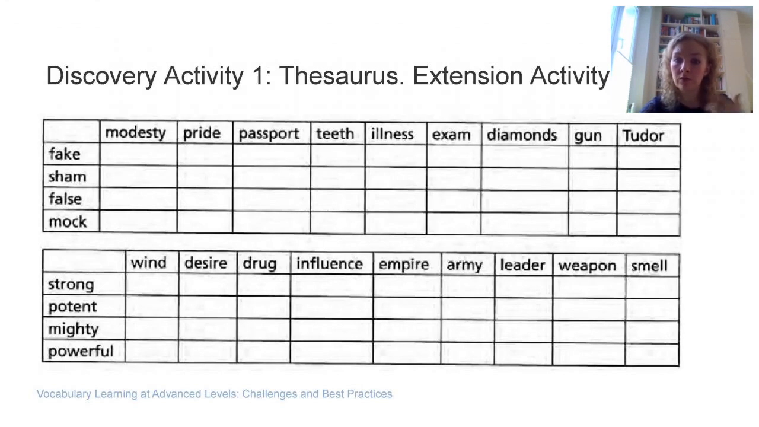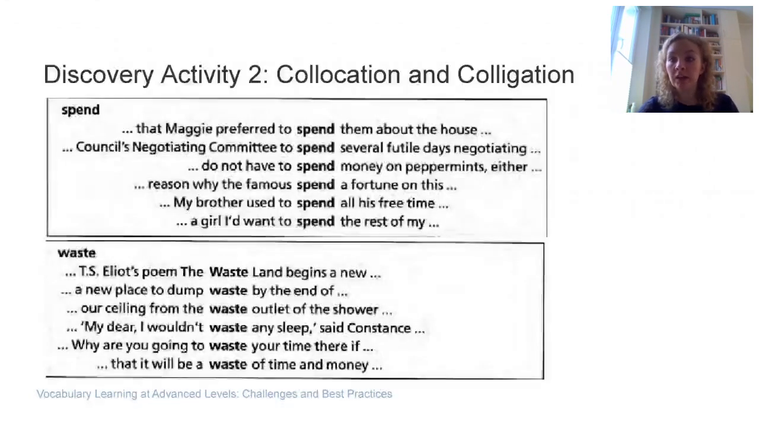Very time-consuming, but also very awareness-raising. Right. This is collocation and colligation. We have already mentioned colligation, so now you know what it is. This is an example from the British National Corpus.